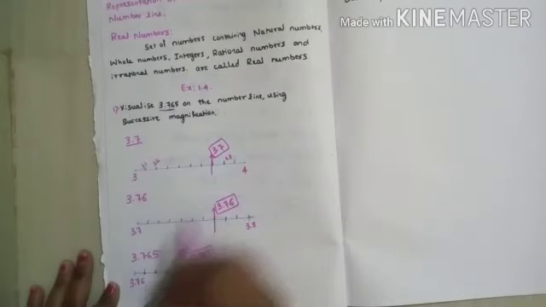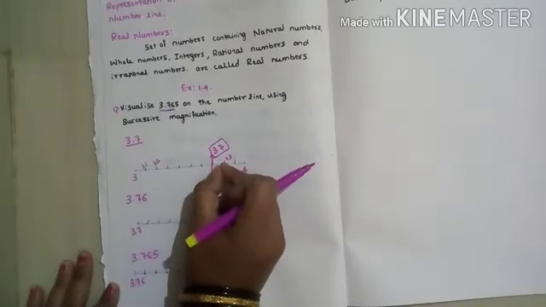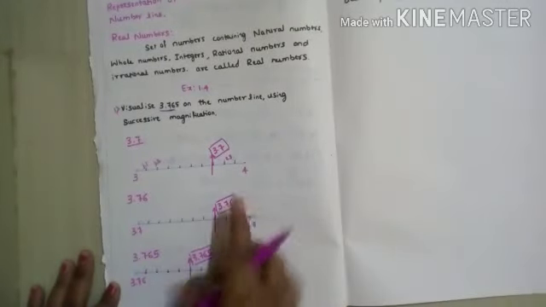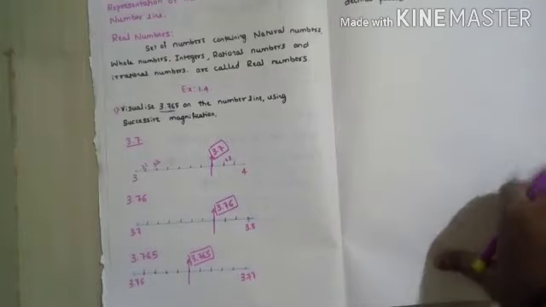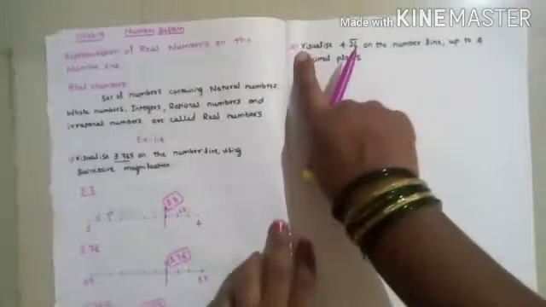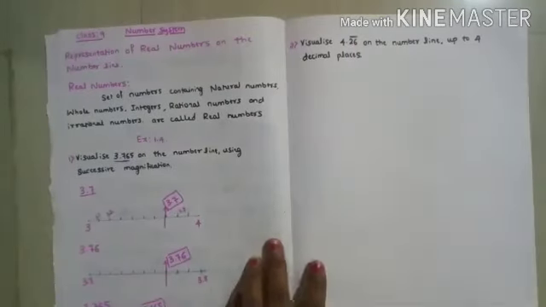Next, 3 to 4 we expanded, then 3.7 to 3.8 we expanded, then 3.76 to 3.77 we expanded and represented. Like this we have to represent the real numbers on the number line. One more sum I will show you. That is the second sum in exercise 1.4.